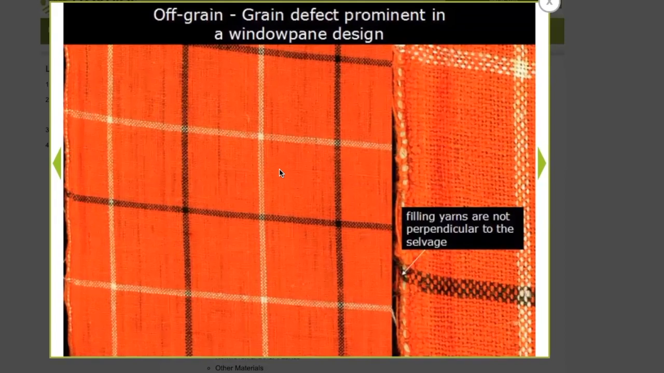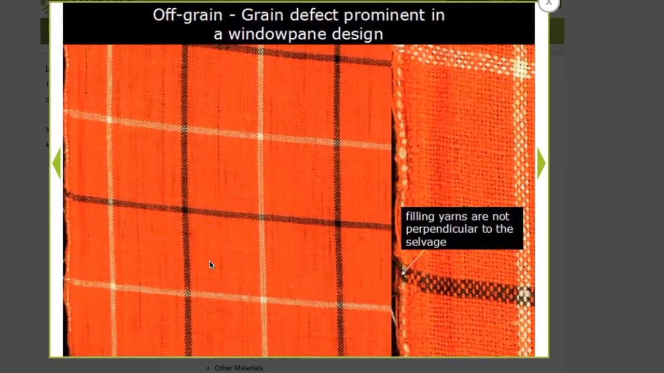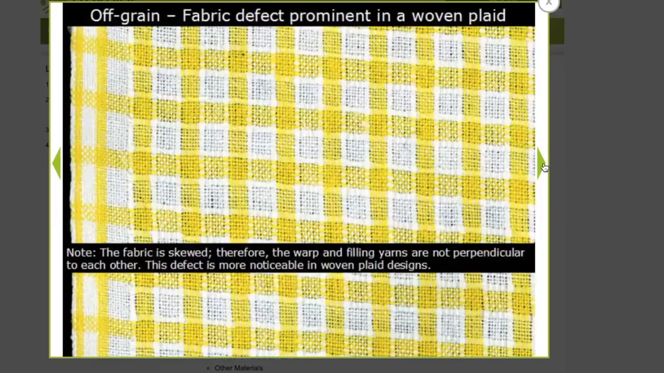This is an off grain fabric. This is a grain defect. So when you look at these kind of fabrics, their grain line is not so straight. You can see these lines are kind of coming down, which means it's a little bit off grain. So the filling yarns are supposed to be 90 degrees to the selvage and they're not. So this is one of those problems with the grain issues. This fabric is skewed. So the warp and filling yarns are not perfectly perpendicular to each other. You can see they're going at a different angle.